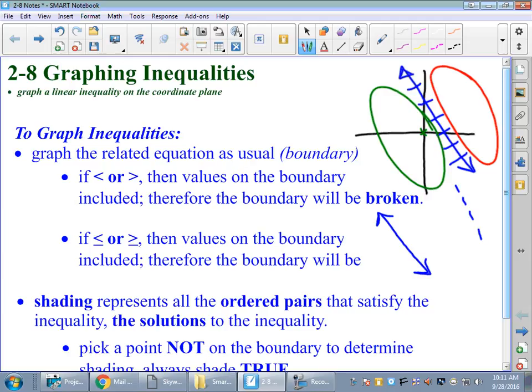You plug it into the inequality. If it gives a true result, we would shade in the green area. If it doesn't give a true result, if it's a false statement, we would shade opposite, so we would shade in the red. Somebody next to you, or your neighbor, might pick a point in the red region for shading. And so if they pick an ordered pair somewhere in the red region and it works, they'll shade red. If it doesn't work, they'll shade green. So we always shade true, but you don't have to pick more than one point.